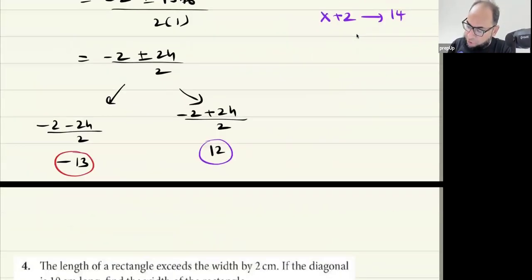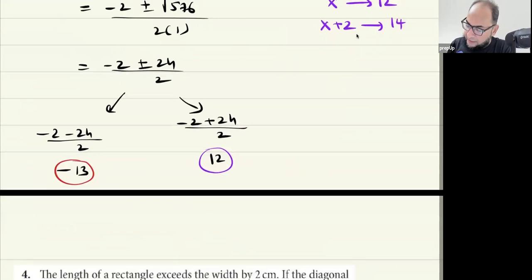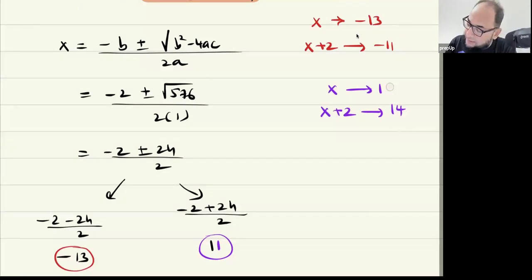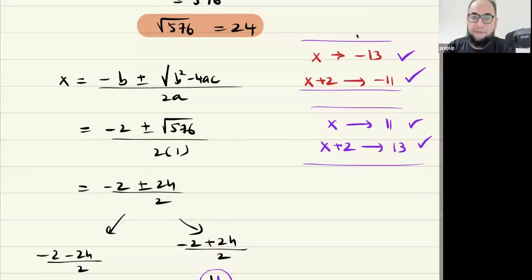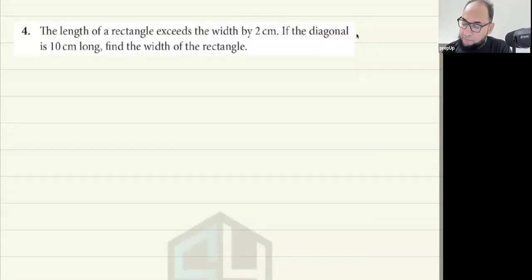Hold for a second. Negative 2 plus 24, that's 22. This is 11. This is not 12. This is 11. My bad. So therefore, again, this is 11 and 13. So this is 11. This is 13. So 2 negatives, 2 positive. Both of them are the answers. All good? All clear? So let's move on.